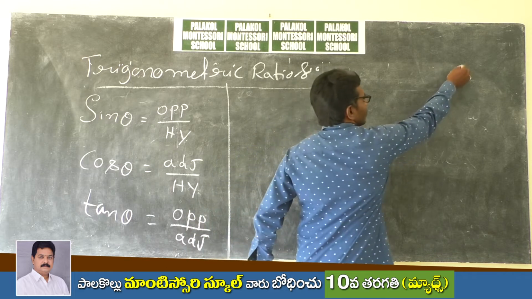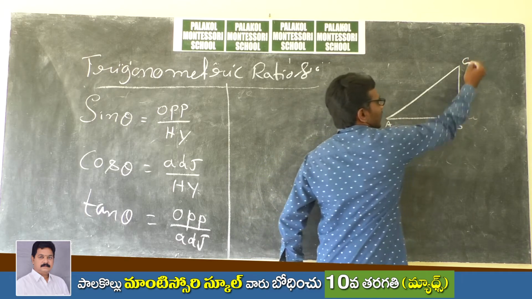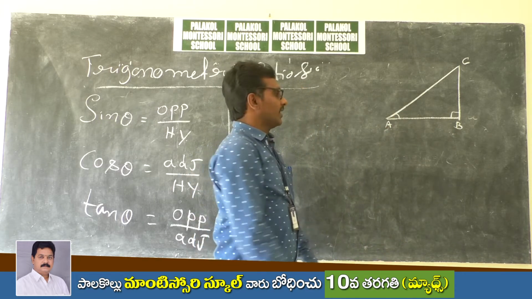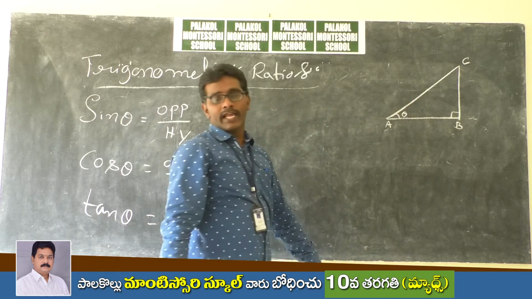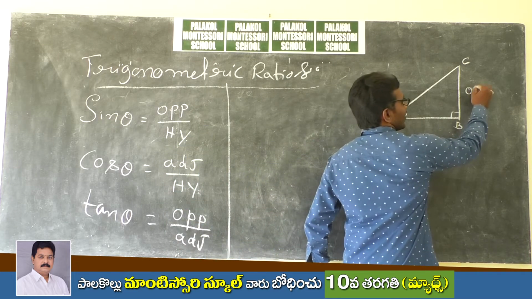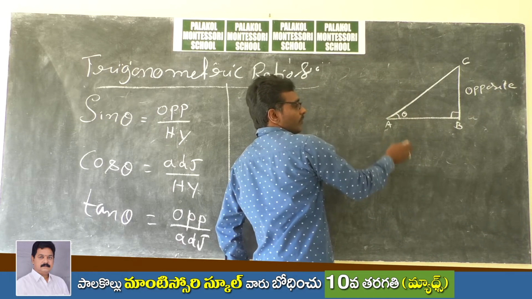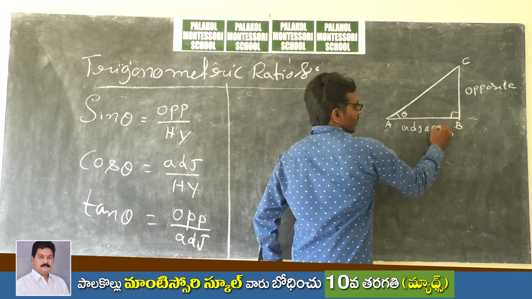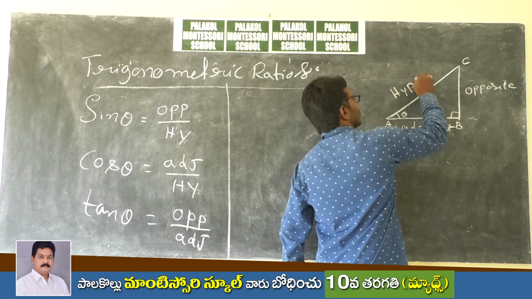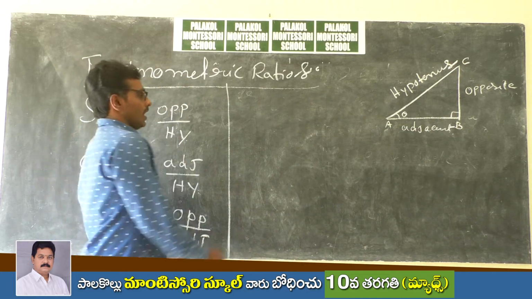First I draw a triangle, a right angle triangle, A, B, C. Here B is the 90 degrees angle. Suppose we consider that angle A is theta, which is the acute angle. We already know the meaning of the right angle triangle: this is the opposite side of theta, and this is the adjacent side of the acute angle. So this is the hypotenuse.